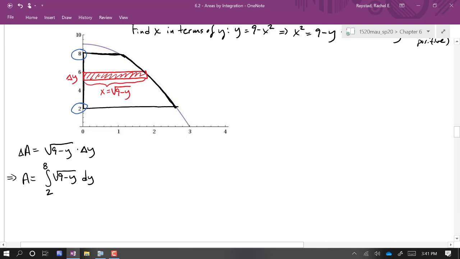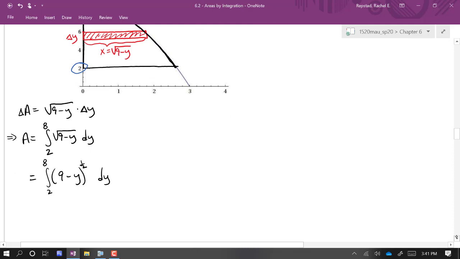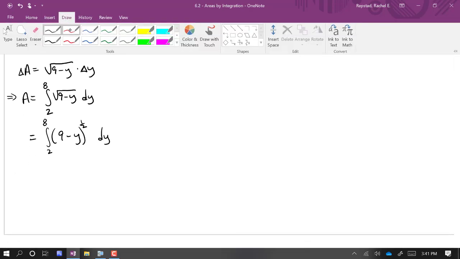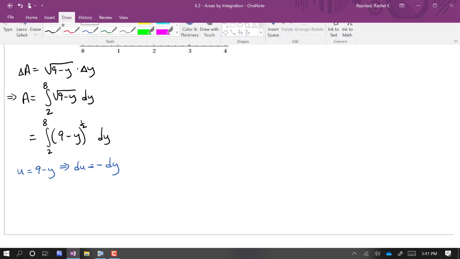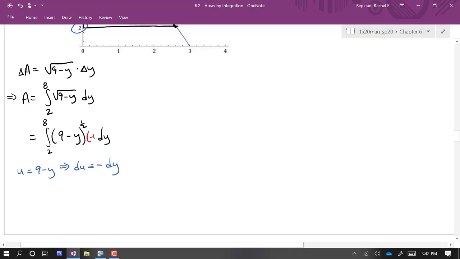So just think about how to integrate this now. We're going to need probably to use a u substitution, because we have the square root of some stuff, right? That means we have this stuff to the 1/2 power. So we have parentheses to a power. So we're going to let u equal 9 minus y. That means that du is negative dy. We need a factor of -1 in here, and we're going to compensate by putting a negative on the outside.